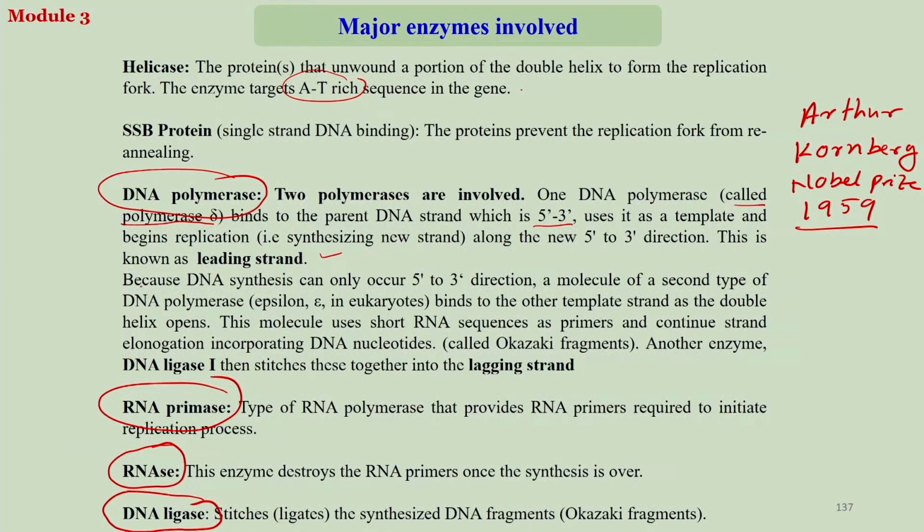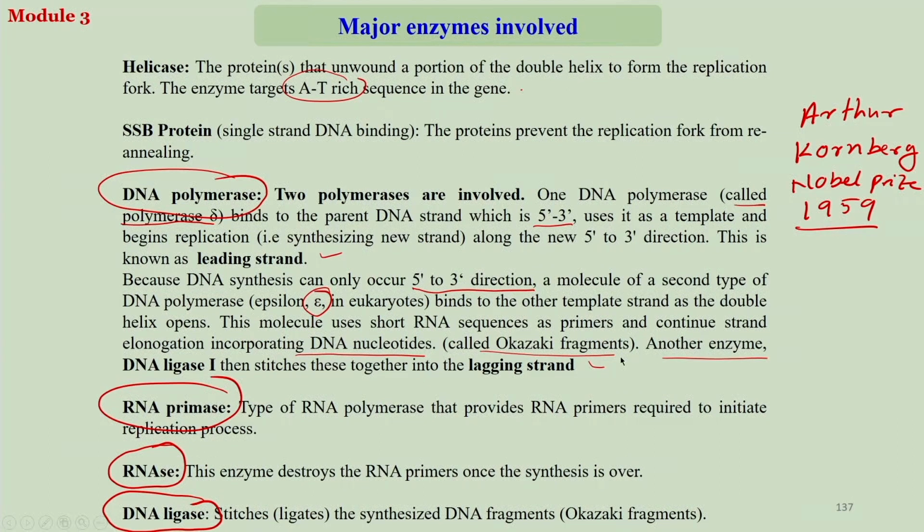Now, as I have mentioned, because DNA synthesis can only occur from the 5 prime to 3 prime direction, a molecule of the second type of DNA polymerase, polymerase epsilon, binds to the other template. This molecule uses short RNA sequences as primers, that is of course also needed at the beginning for the leading strand, and continues strand elongation incorporating the dNTPs, DNA nucleotides, and that is how you get the Okazaki fragments. Then comes another enzyme, DNA ligase, that stitches the fragments together into the lagging strand.